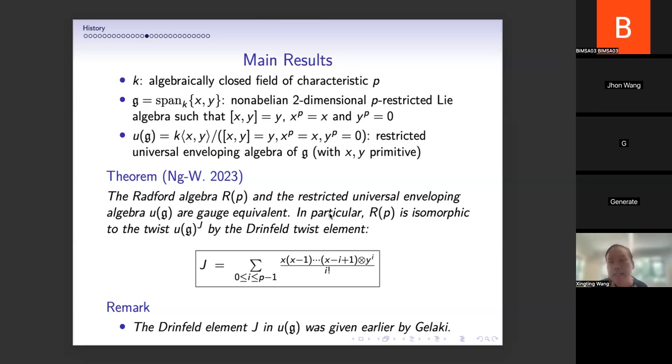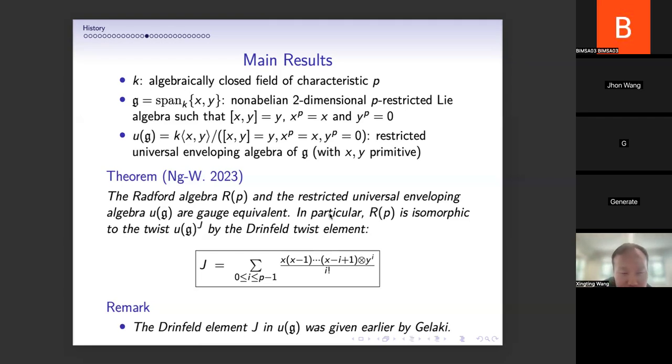So in the tensor category language, we just say the RP and UG are gauge equivalent. We know UG is a braided Hopf algebra with the trivial braiding. So a consequence of that is that Rep RG is a symmetric braided tensor category.